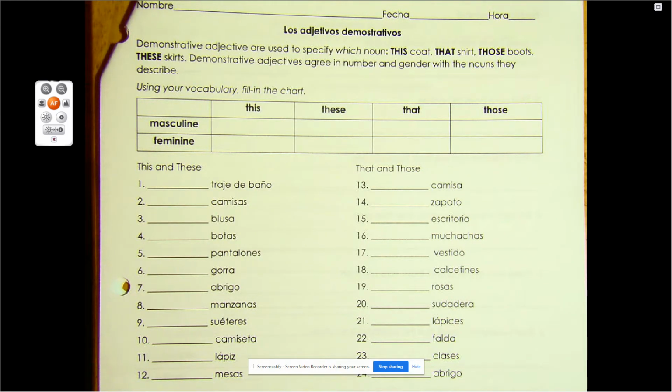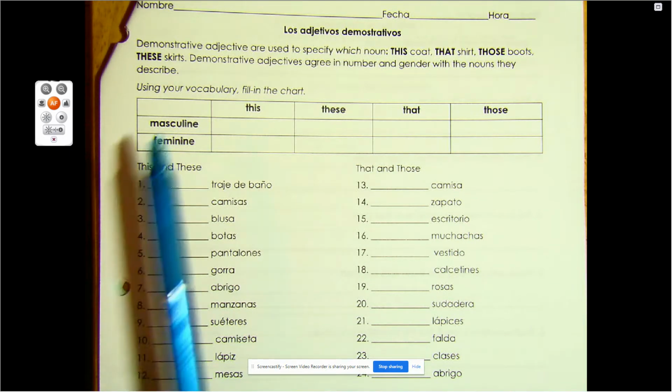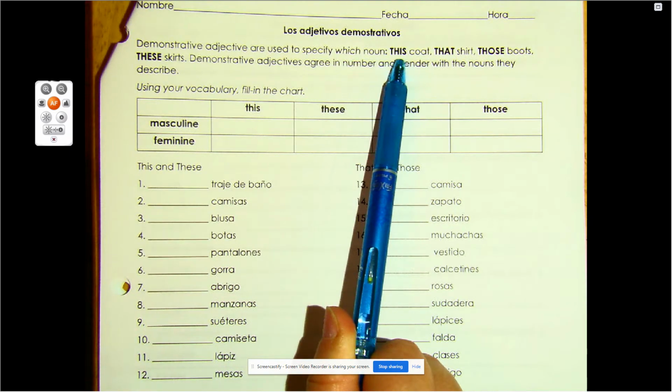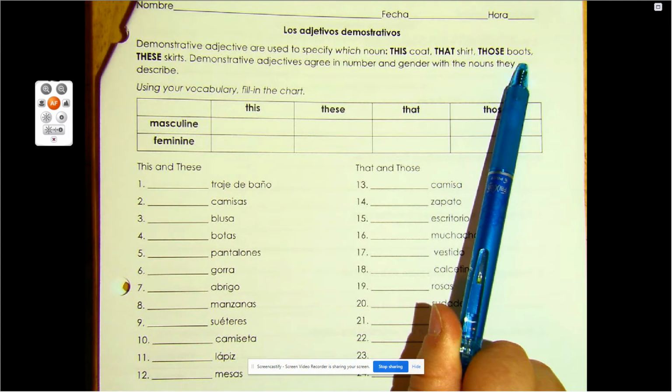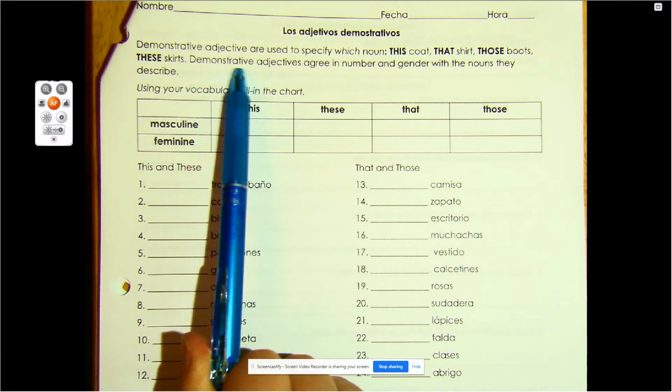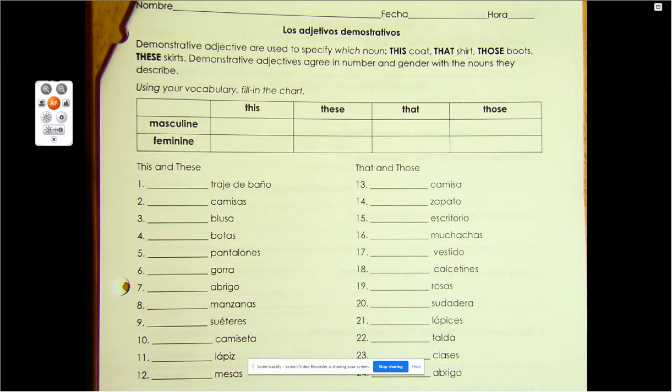Okay, so today we are going to continue working with demonstrative adjectives that we saw yesterday in the Edpuzzle. So let's just read the directions together. Demonstrative adjectives are used to specify which noun. This coat, that shirt, those boots, these skirts. And remember, they have to agree in number and gender with the nouns they describe.